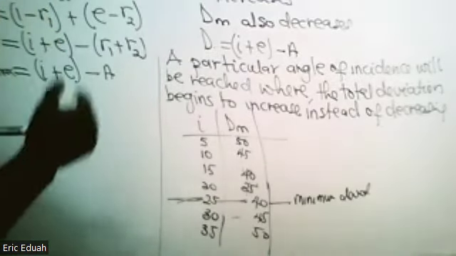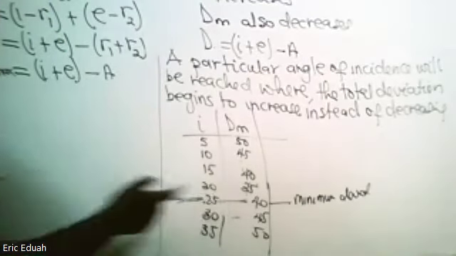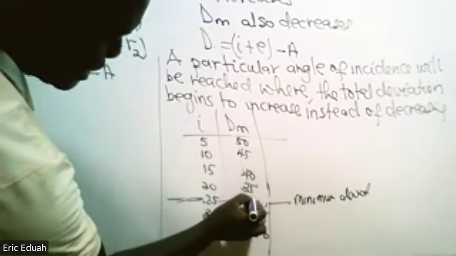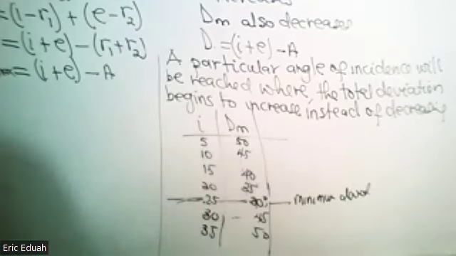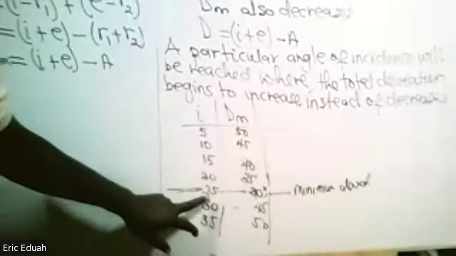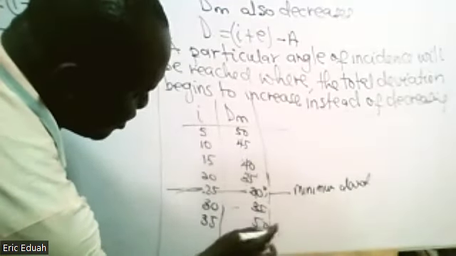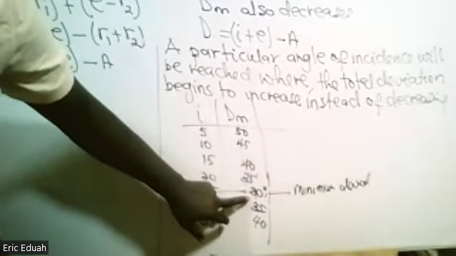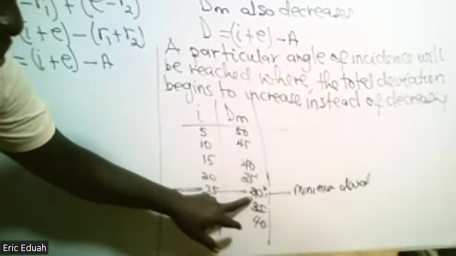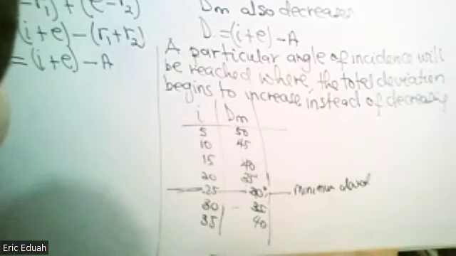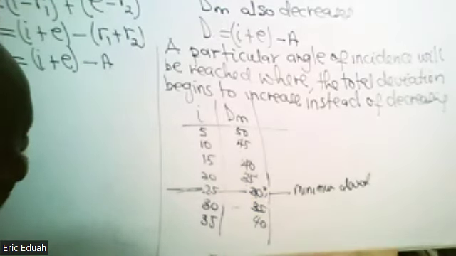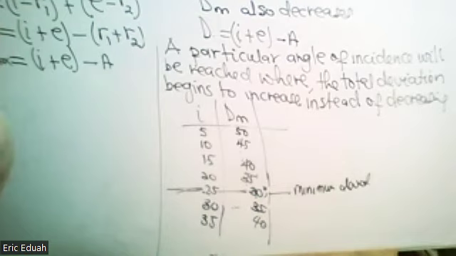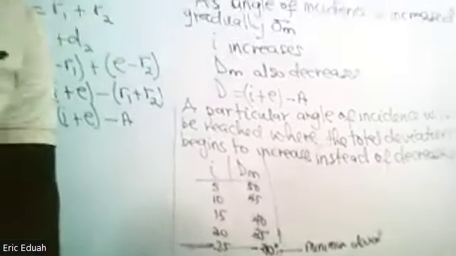50, 45, 40, 35. So this is the angle of incidence. So 35, then 30 degrees. Then from 30 degrees, it begins to increase. So 35, 40, 45. So this angle becomes the least or minimum deviation. Now at this angle we are calling the minimum deviation, something happens.